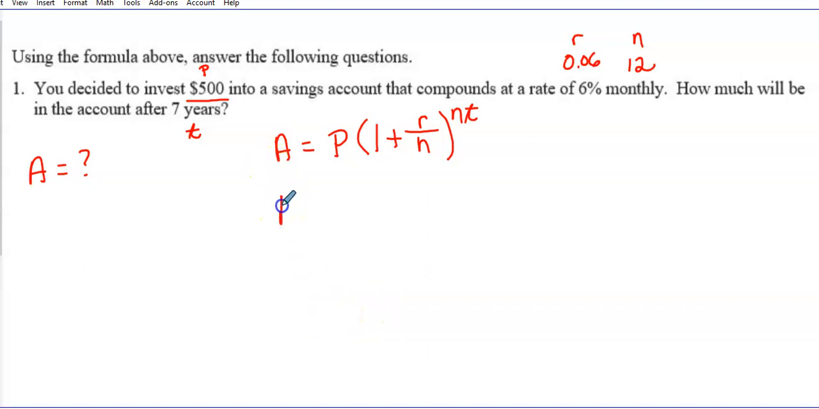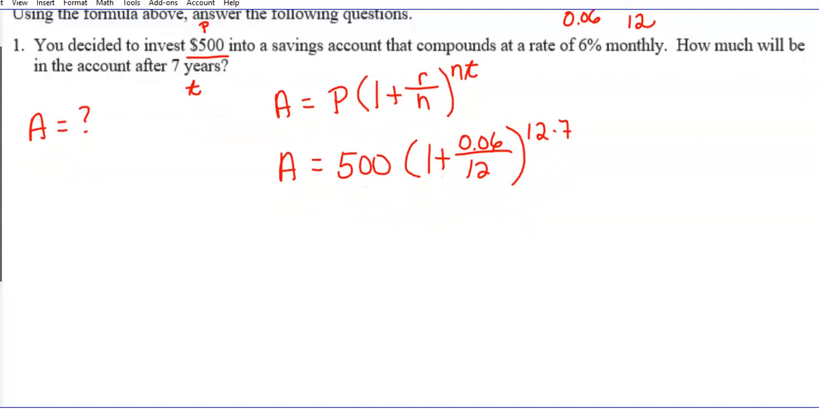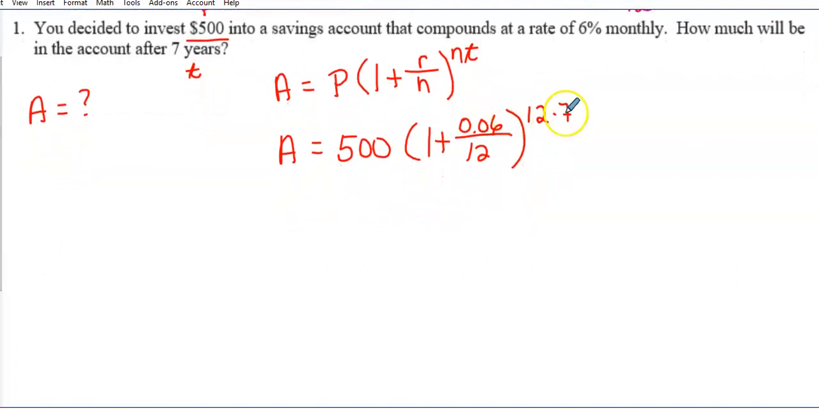Okay, so let's fill in these amounts. Our A is what we don't know. Principal was 500. The R was 0.06, that's the interest. The number of compounds is 12. And then out here we have another 12 times, and then our time was 7 years. So this is how we set this up to find out what we have after 7 years if we start with $500 and have 6% interest compounded monthly.